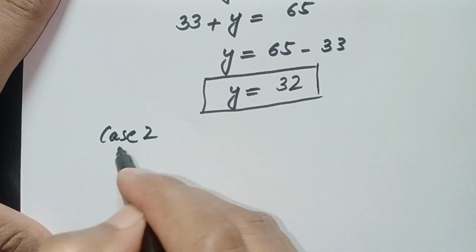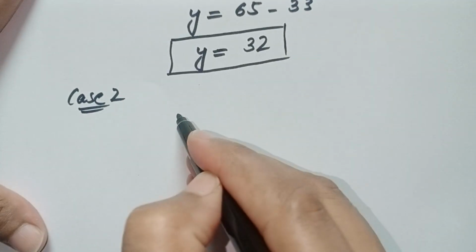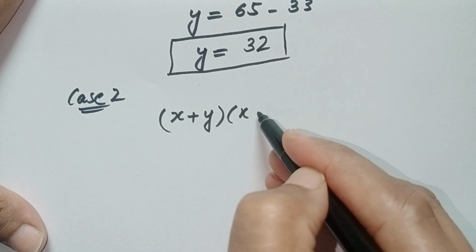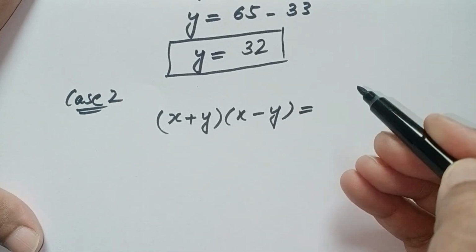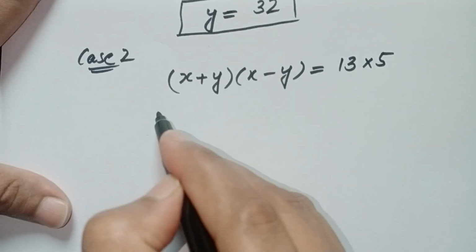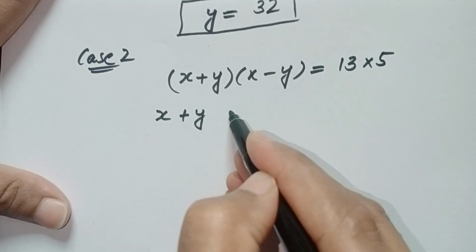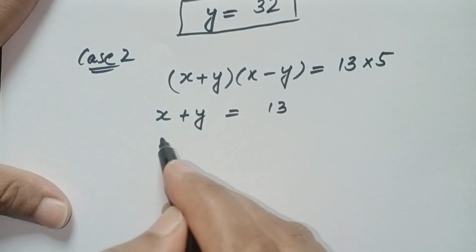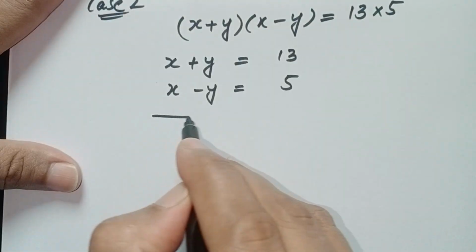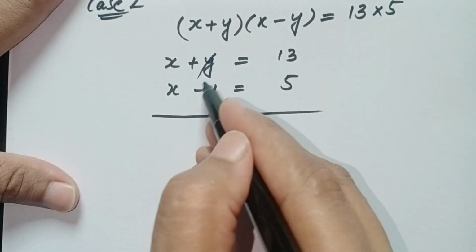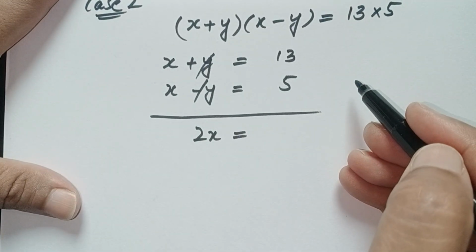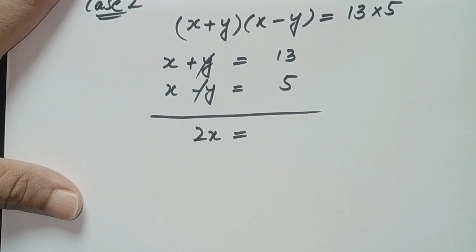Now for case 2, we are going to find out the values, which is x plus y times x minus y is equal to 13 multiplied by 5. So x plus y is equal to 13 and x minus y is equal to 5. So by adding these two equations, we will get 2x. Y will go with the y, and 2x is equal to, here 13 plus 5 will give us 18.